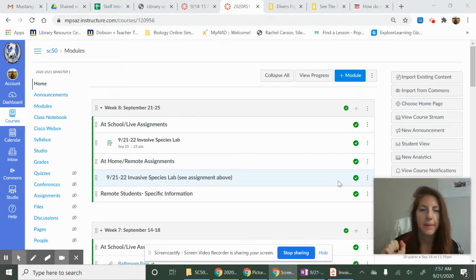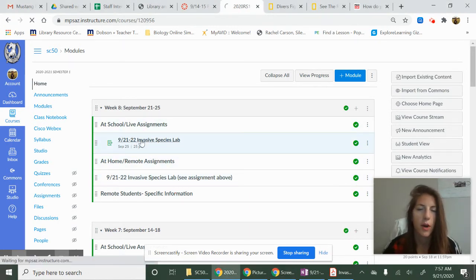So a few things you need to know about today's assignment and tomorrow. This is a two-parter, right here in the new module, which is week number 8. It is listed under at school and under at home, because everyone's going to start day 1, no matter if you're here with me today at school or you're at home, and then we're going to do day 2 tomorrow, right? So it's for everybody. It says right here under the at home, see the assignment above. So it's linked in the at school. You want to open that up.